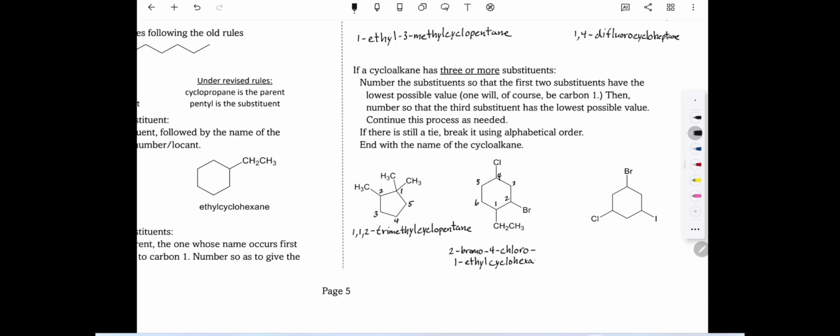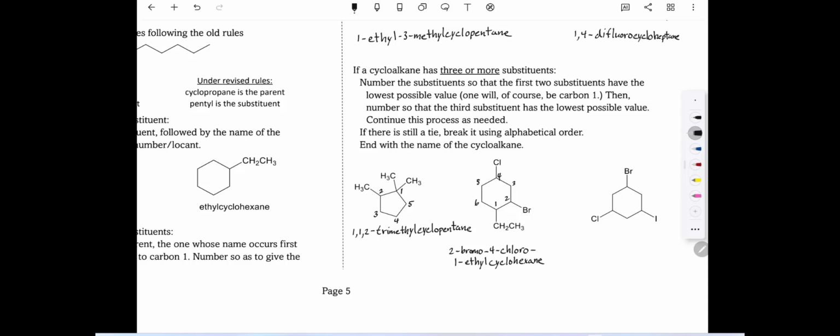You'll note that if you need to continue a name onto a second line, it is okay to put in a hyphen, so long as it's after a syllable, even if it wouldn't be normally where we would be allowed to put a dash. For example, I could have continued the name 4-chloro-1-ethyl, put a dash, and moved on to the next line, cyclohexane, even though technically there should be no dash between ethyl and cyclohexane.